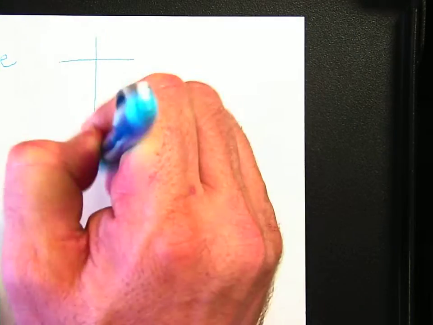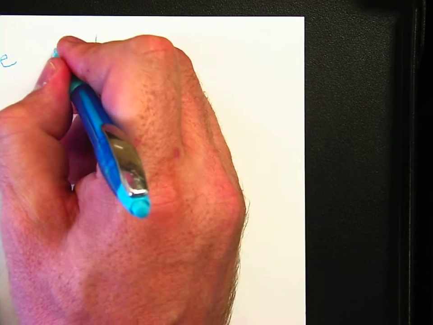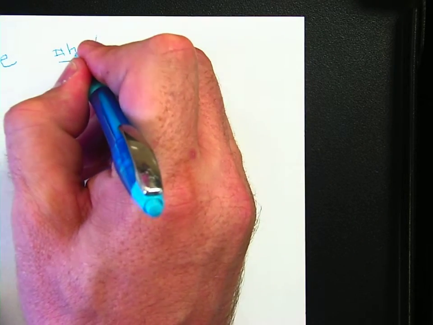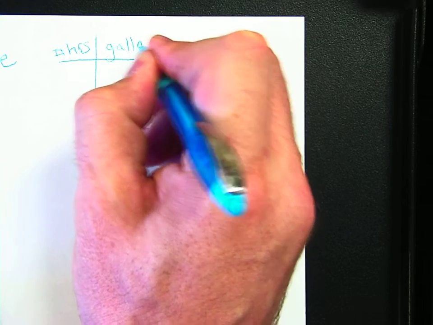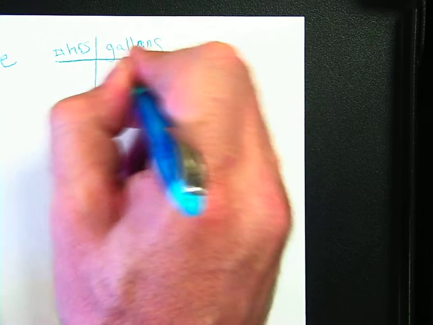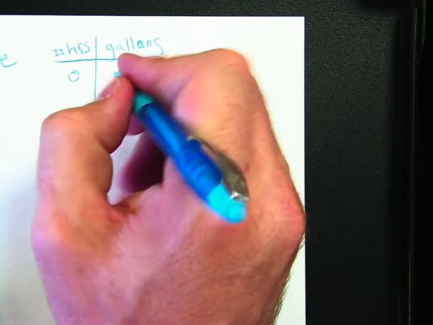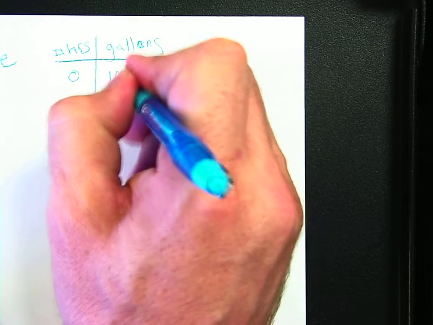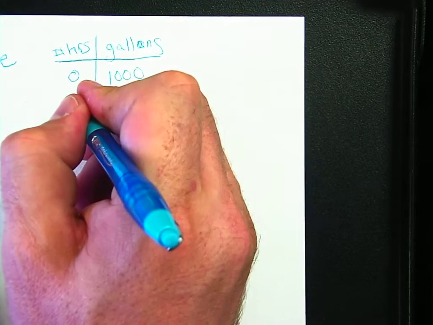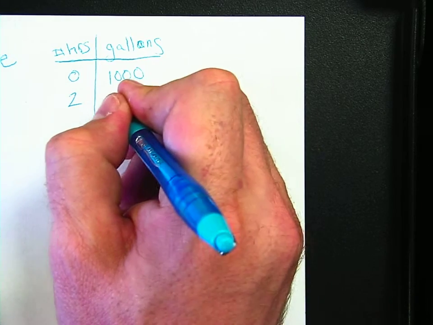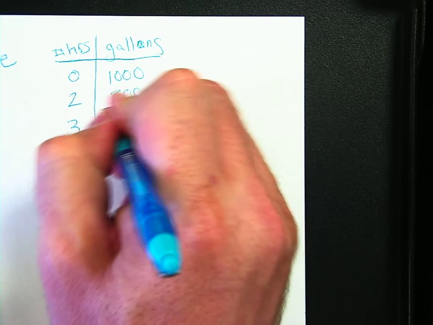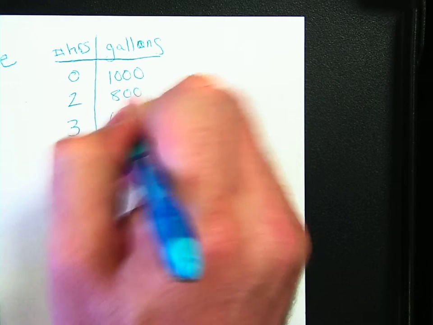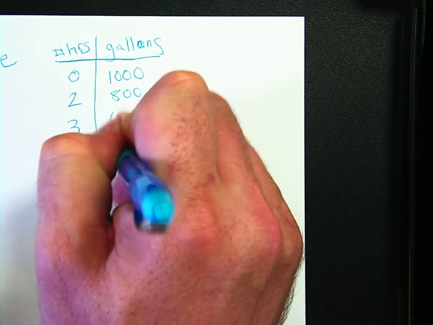Now, if one number is increasing and one number is decreasing, for example, let's say that we're draining a pool. It takes a long time to drain a pool. And we'll measure the water in the pool by gallons of water. So before we start draining the pool, we could say there's 1,000 gallons of water in there. Then after 2 hours, maybe there's 800, and after 3 hours, there's 600. After 4 hours, there's 400.